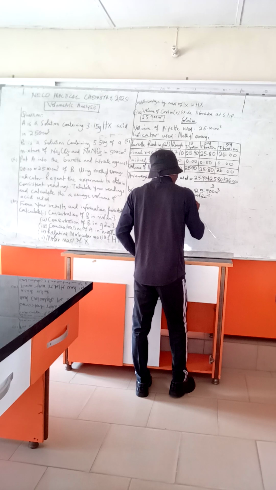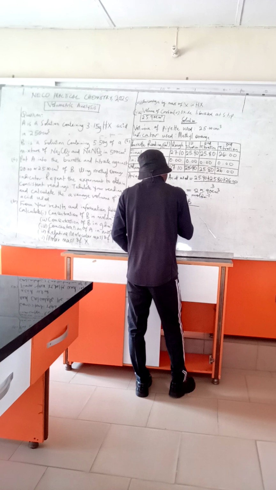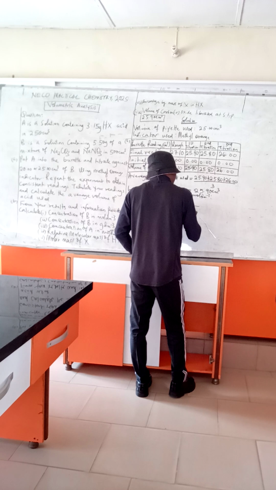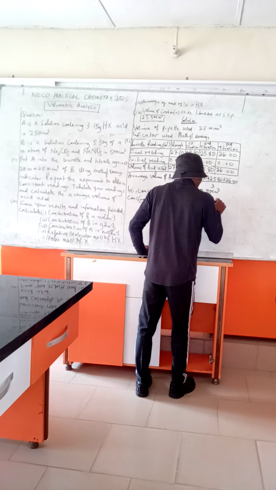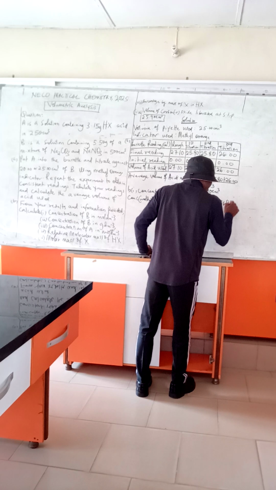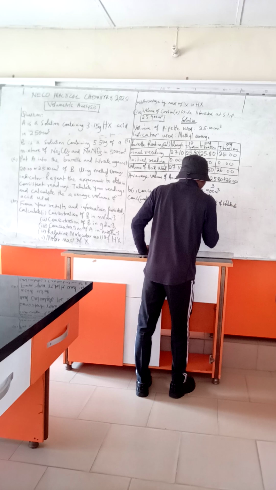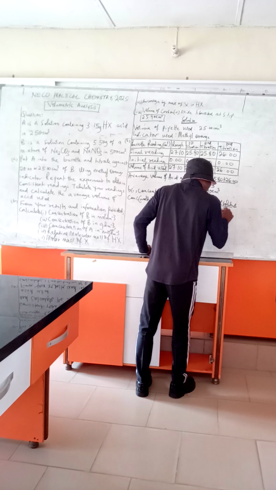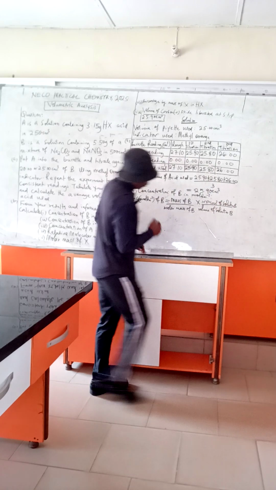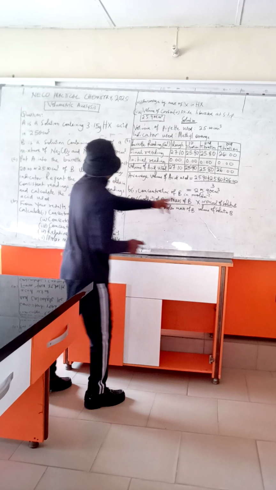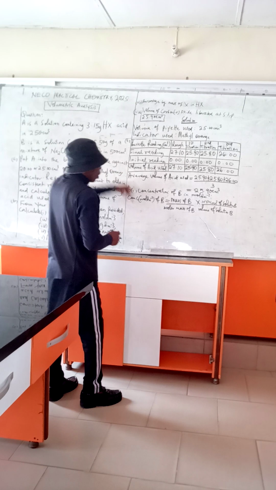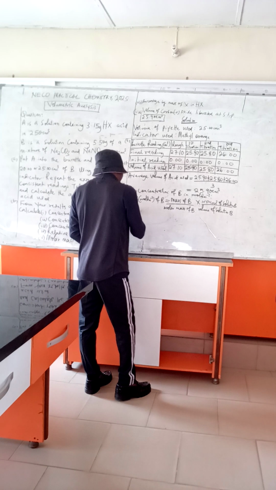mass of B all over molar mass of B, multiplied by 1000 cm3 of solution B, all over volume of solution B. Yes, this formula could help us solve for the concentration of B in mole per dm3. Now, from the question, mass of B is given. The molar mass of B is not known. Let's calculate the molar mass of B.